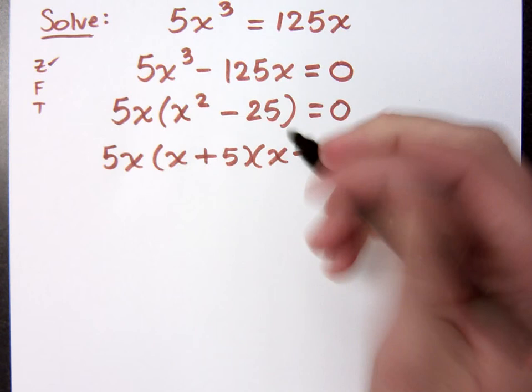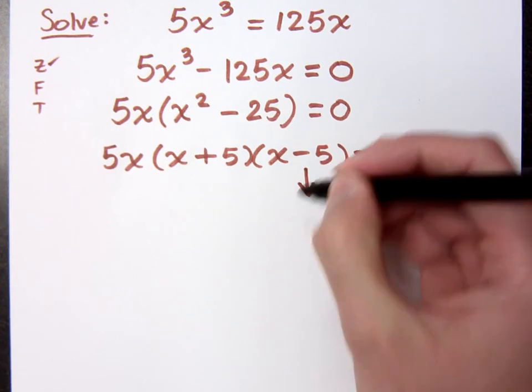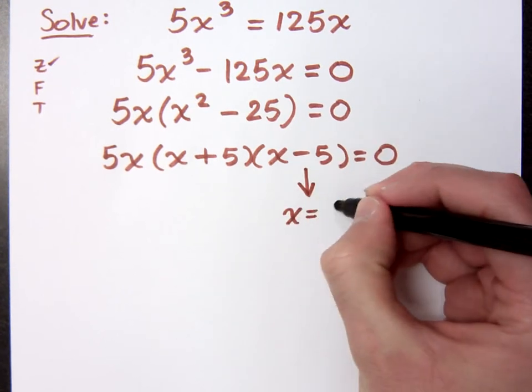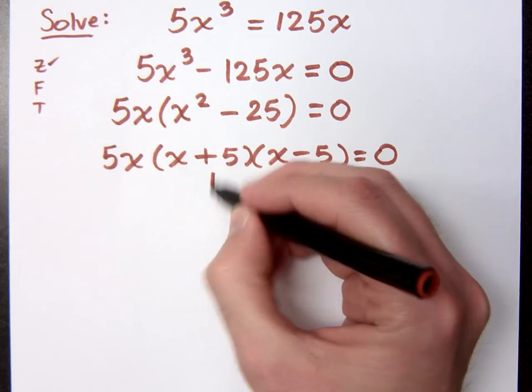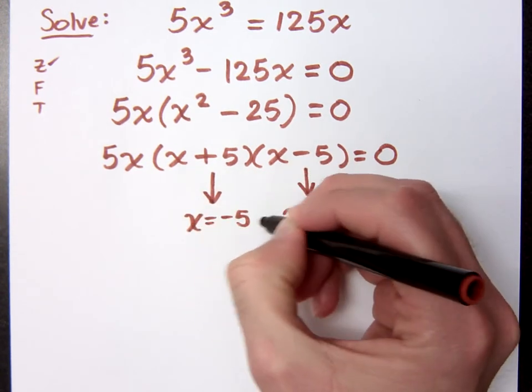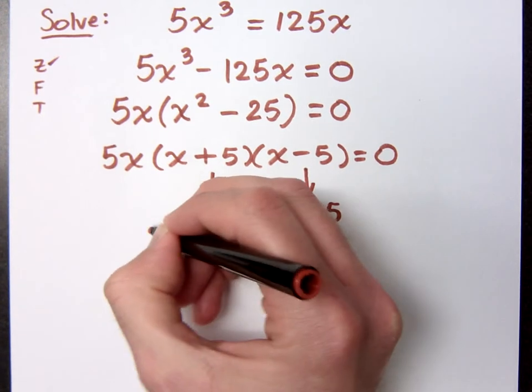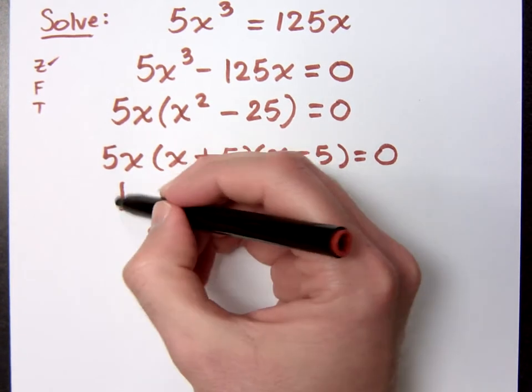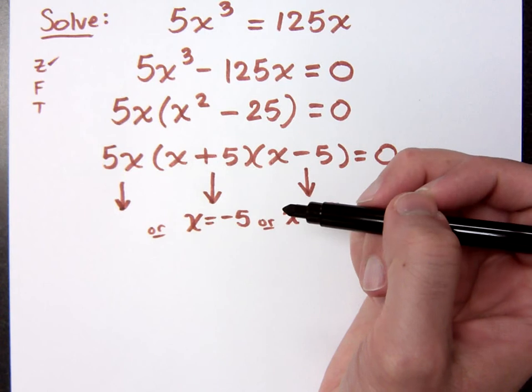So let's get our 3 answers. Let's start back here at the back. What does x equal? x equals 5, or x equals negative 5, or x equals what?